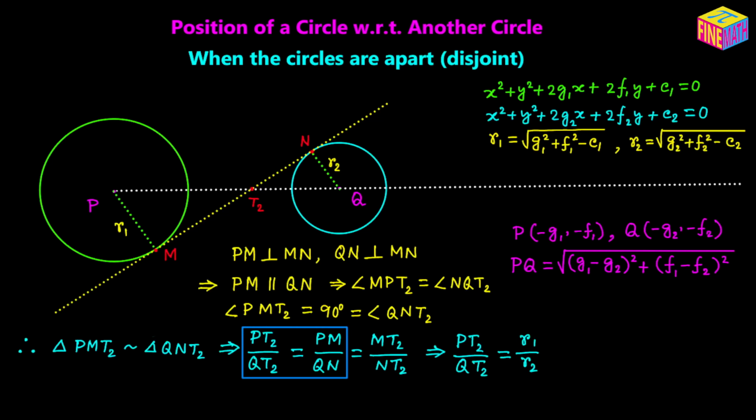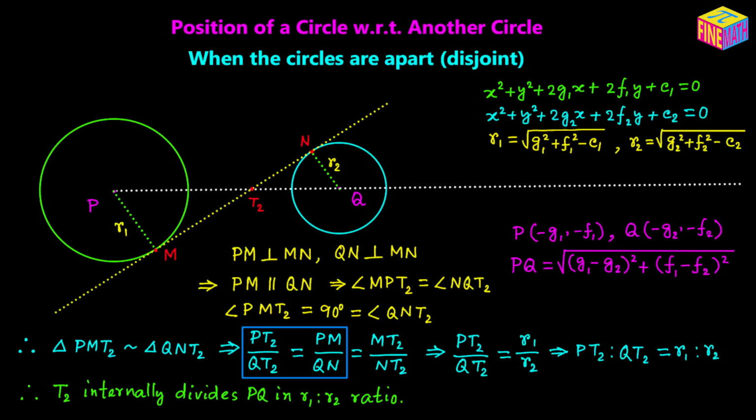And taking the first part of the proportion, we can say that PT₂ over QT₂ will be equal to R₁ over R₂ because PM is equal to R₁ and QN is equal to R₂. So this can be written as PT₂ is to QT₂ is equal to R₁ is to R₂. And that means the point T₂ internally divides the PQ line segment in a ratio of R₁ is to R₂.